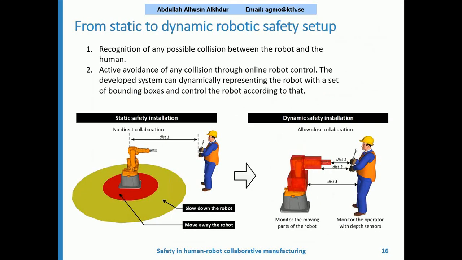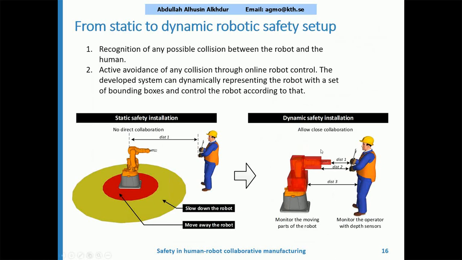As we can see from the previous example, this is basically moving from the paradigm of a static safety installation into a dynamic safety installation. In the conventional robotic cell, where we have static safety installations, there is no direct collaboration. It might be possible to define different zones around the robot to slow down the robot and move it away and so on, but this level of collaboration is usually limited, because the system needs to keep a large distance between the human and the robot to avoid any potential collisions.